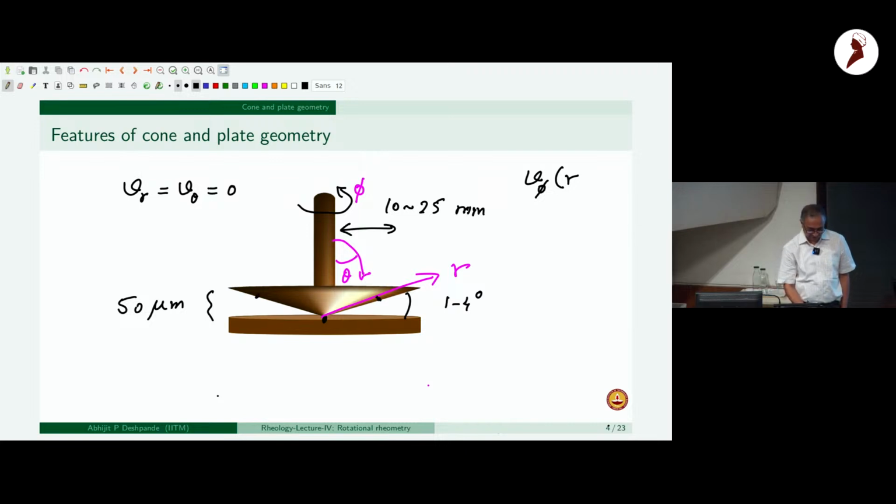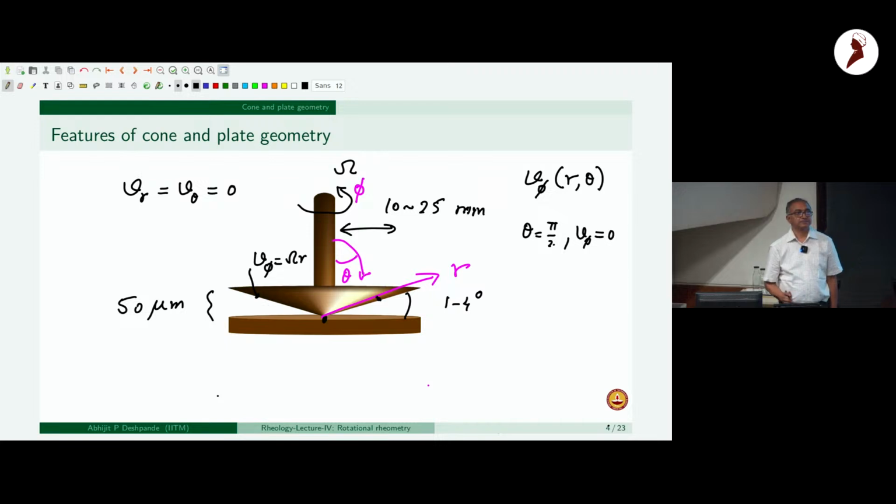And if, let's say, this rotation is at, let's consider right now, a constant rotation rate omega, then anywhere here velocity is basically omega times r, because that's the rotational speed with which the cone is rotating. And it's a function of theta also. So when theta is equal to pi by 2, we have velocity as 0. Right? That's the bottom plate. Theta is being measured from there, so pi by 2 is the bottom plate, where velocity is 0. And at theta equal to this cone angle, velocity is r omega.